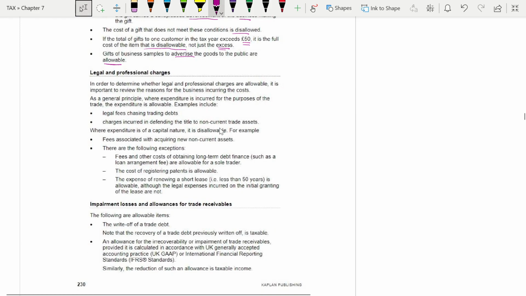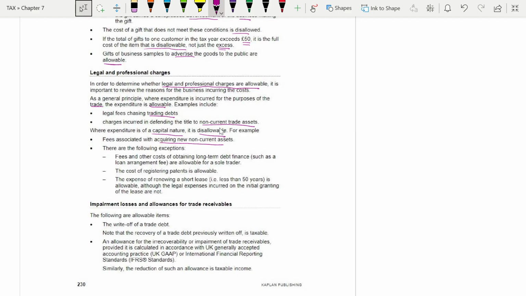Now, to determine whether legal and professional charges are allowable: as a general principle, expenditure incurred for the purpose of trade is allowable. Legal fees for trading debts and charges incurred in defending the title of non-current trading assets are allowed. Where expenditure is of a capital nature, it is disallowed. Fees associated with a new non-current asset will be added to the asset, not here. That is the accounting rule.